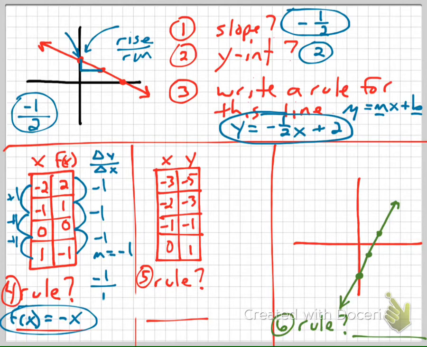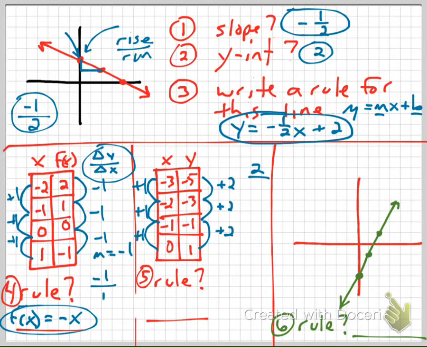Number 5. What's happening here with the x's each time? They're adding 1. What is happening with the y's? Adding 2. The rule is change in y over change in x. So what's the change in y? 2. What's the change in x? 1. What's the slope? 2. m equals 2. So the slope is 2.